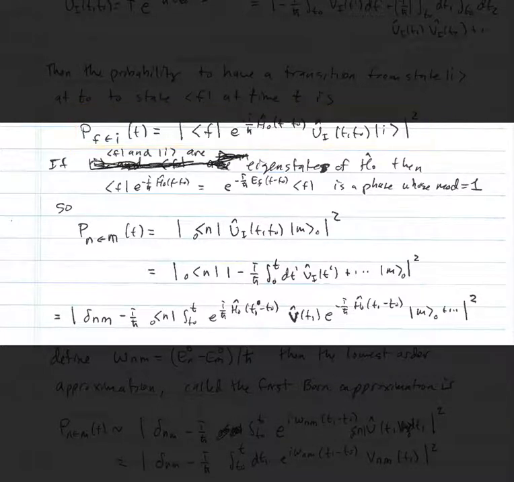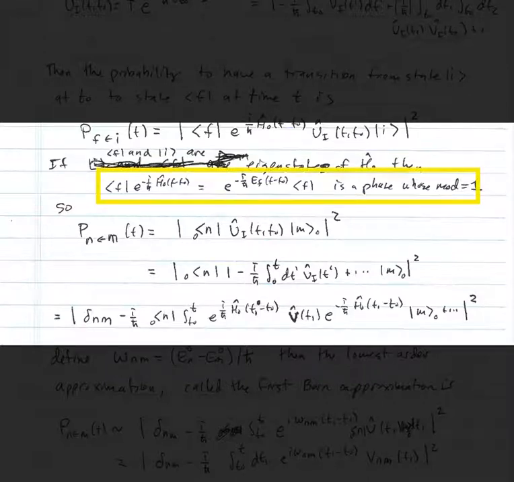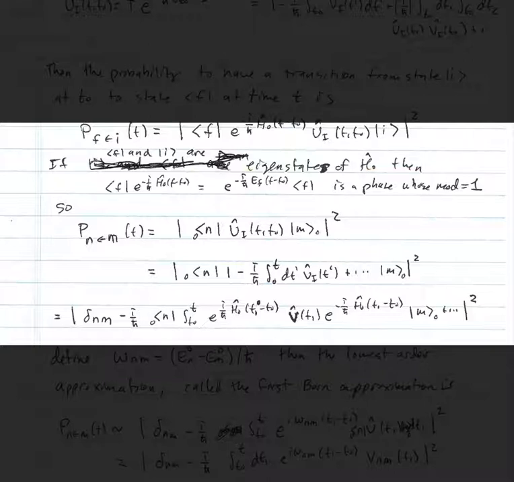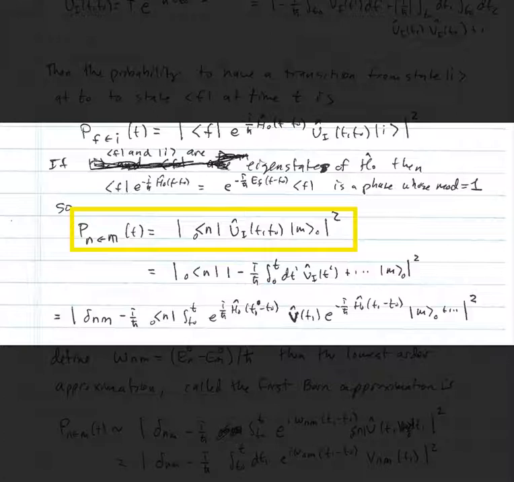Now, if the initial and final states are eigenstates of H0, then we can operate the H0 to the left acting on state f. It becomes e to the minus i over h bar E_f times t minus t0 times the state f. That's just a phase factor. The norm of the phase factor is 1, and so that term will actually disappear from the expression, and we'll be left with the transition from an eigenstate of H0 called m to an eigenstate of H0 called n will be given by the modulus of the overlap of n with the interaction evolution operator acting on the state m.